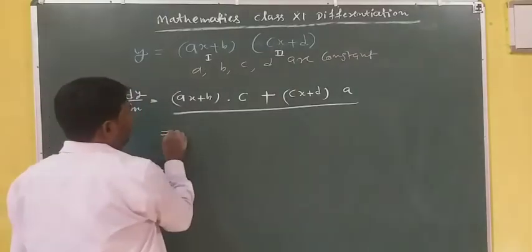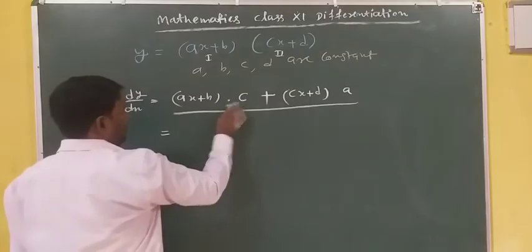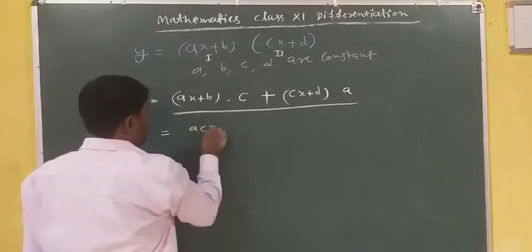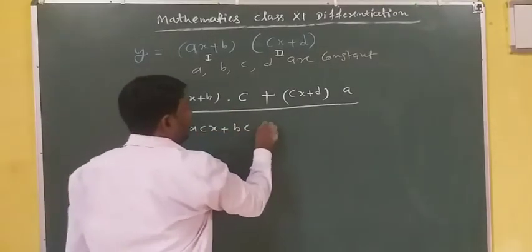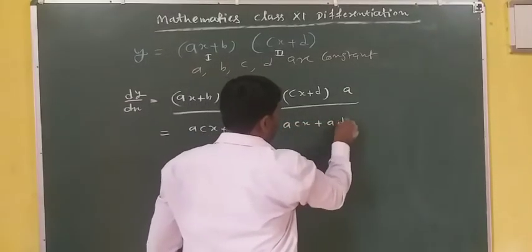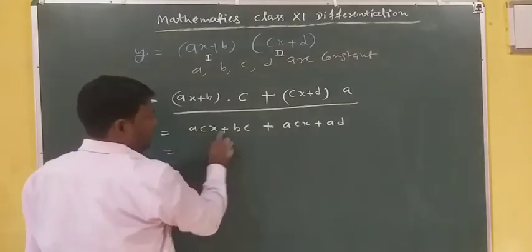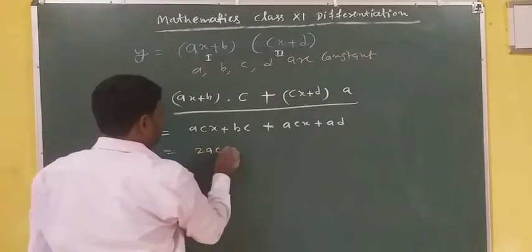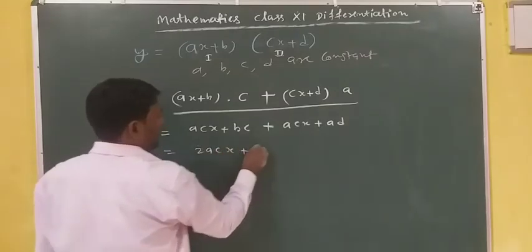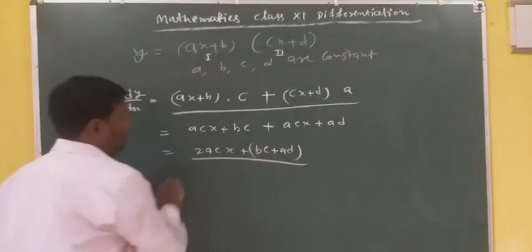Now this will be equal to, you can multiply or you can write like this. So c into ax plus b gives acx plus bc, plus acx plus ad. So here acx plus acx gives 2acx plus bc plus ad. This is your answer.